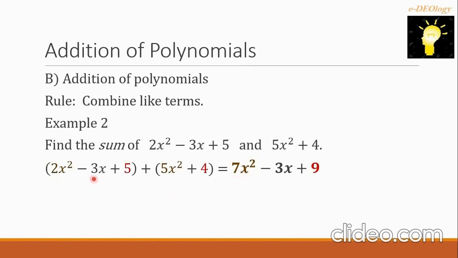And for the negative 3x, there is no term in the other group with x as literal coefficient. So the negative 3x we can directly place in the sum. Make sure that you don't forget to include that negative 3x. And for the constants, the 5 plus 4 will give us 9. So the final answer is 7x squared minus 3x plus 9.